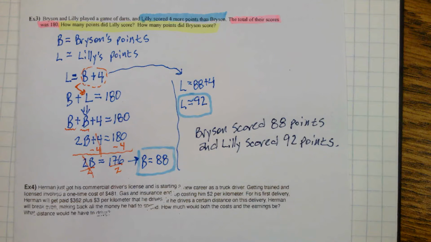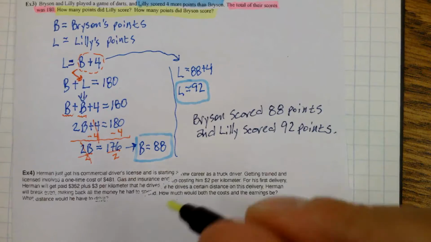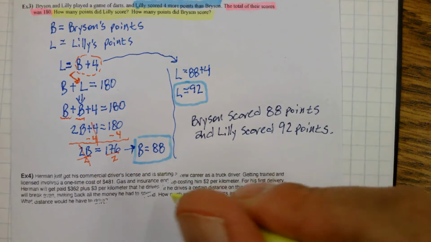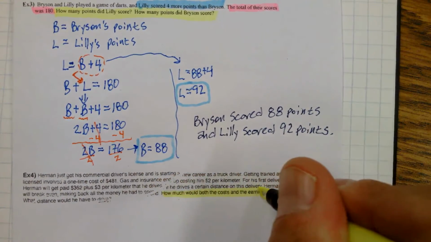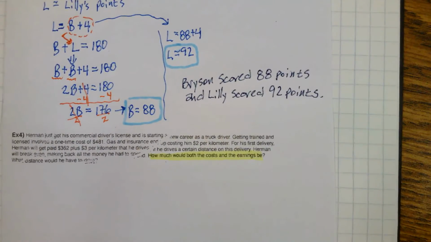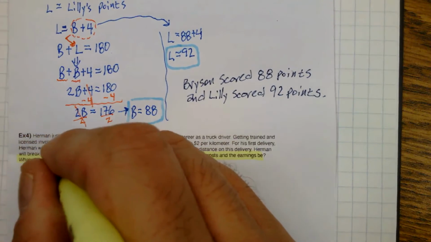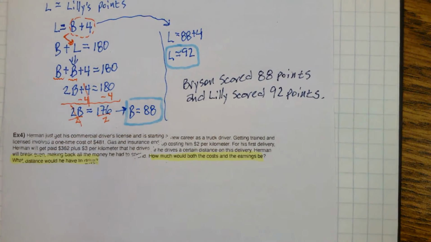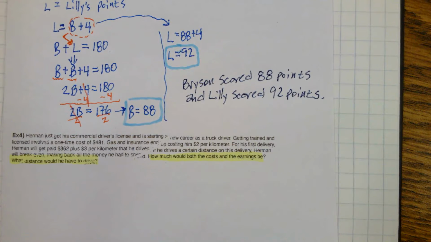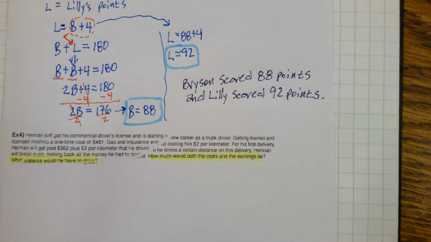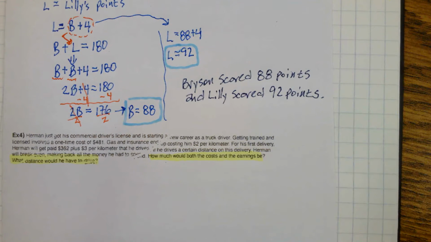So we're asked to find two separate things. We have to find out how much the cost and earnings will be. So that's one of the things we need to find. And what's the distance he has to drive? That's what we're trying to find out. So that's what we set up variables for. So we're going to define the variables based on that information.